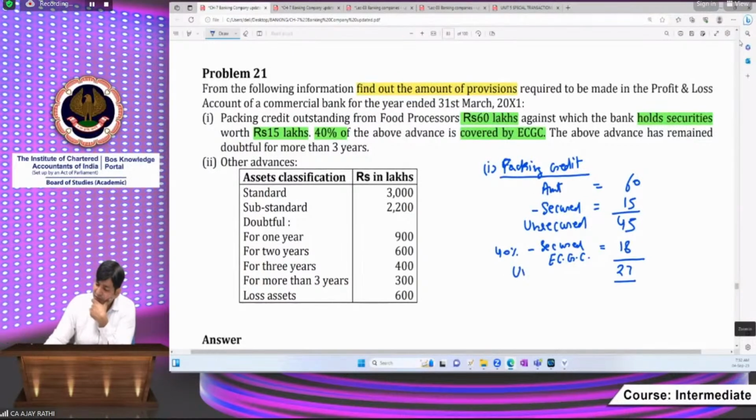So I cannot say this 45 is unsecured. The unsecured part is this one. Can you please tell me, everyone? I am waiting for an answer. Suppose it is doubtful and more than 3 years. How much percentage will you take? What will the amount of provision be for this? In the exam, what will the amount of provision be?